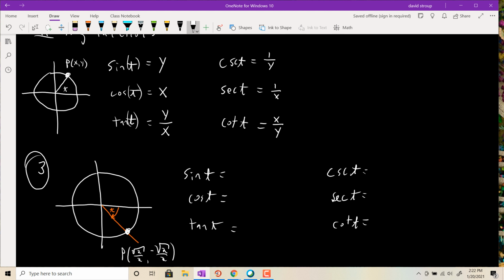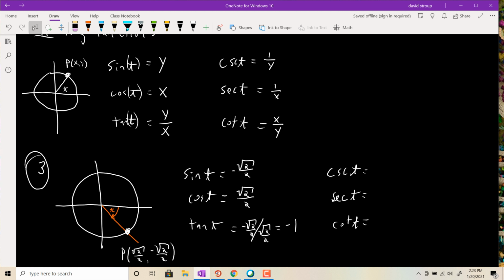Okay, so sine is the y-coordinate. So you look at that point P and take the y-coordinate. So it's negative root 2 over 2. Cosine is the x-coordinate, so that would be root 2 over 2. And then tangent is the ratio of those two. And if you take negative root 2 over 2 divided by root 2 over 2, that's just negative 1.